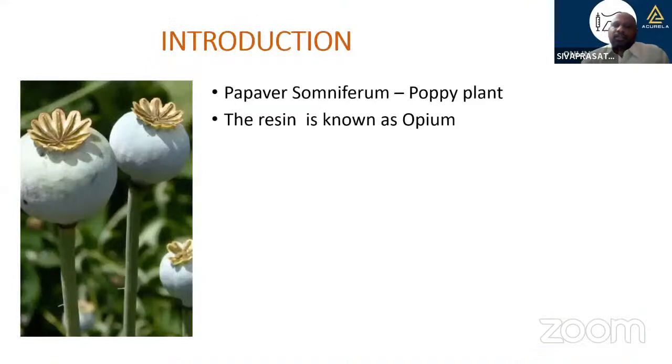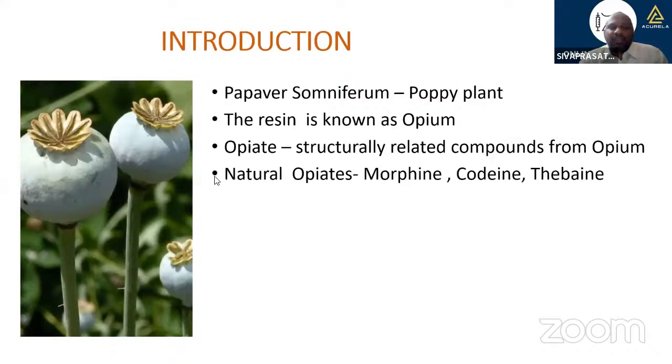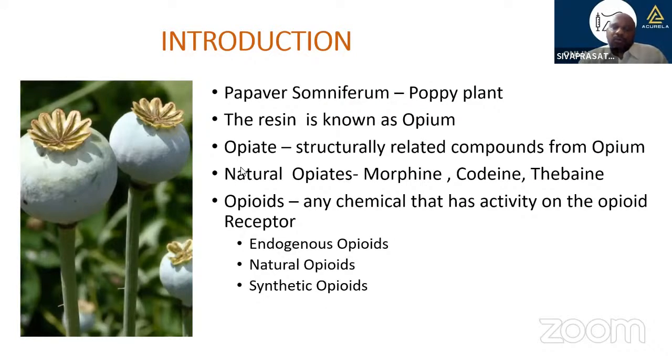So these opioid chemicals are derived from the poppy plant, Papaver somnifera. The resin contains a lot of alkaloids. They are morphine, codeine, and thebaine. Opiates refer to those which are derived from these alkaloids, and opioids means any chemical that has activity on the opioid receptor. It could be an endogenous opioid, which are peptides, natural opioids, that is morphine and its derivatives, or synthetic opioids, which we are developing today.